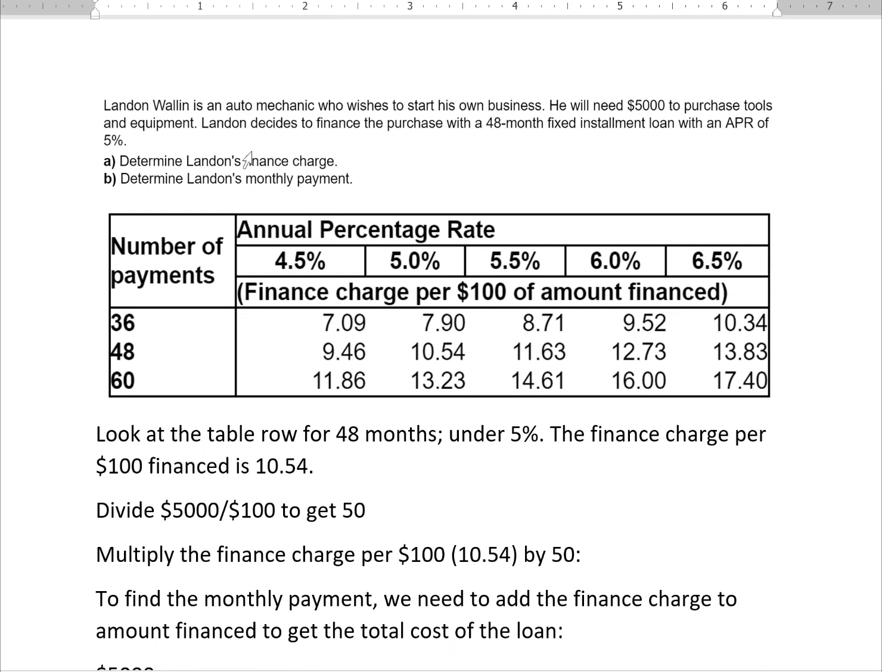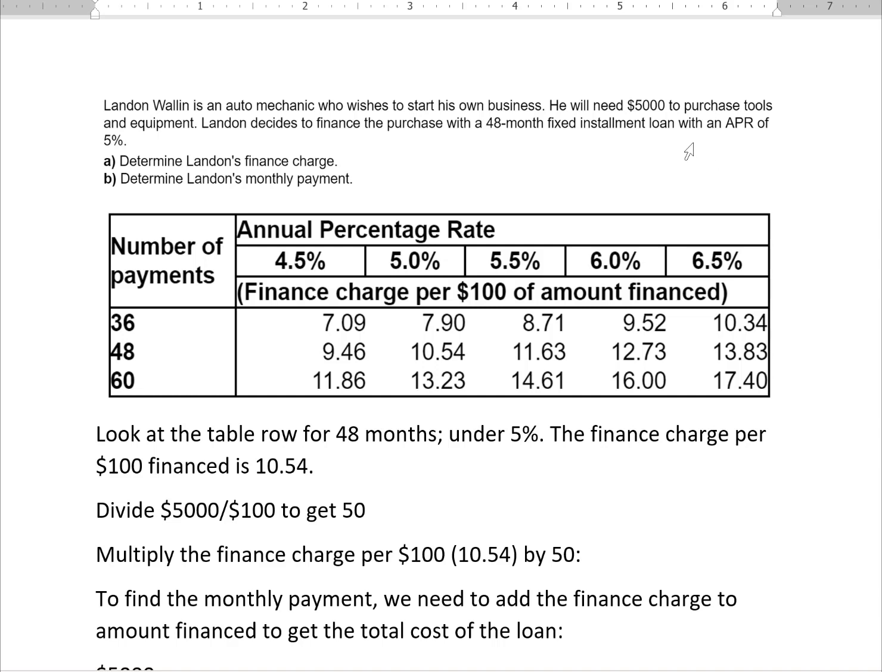All right, next example. Landon is an auto mechanic who wishes to start his own business. He will need $5,000 to purchase tools and equipment. He decides to finance the purchase with a 48-month fixed installment loan with an APR of 5%. Determine his finance charge and then determine his monthly payment.